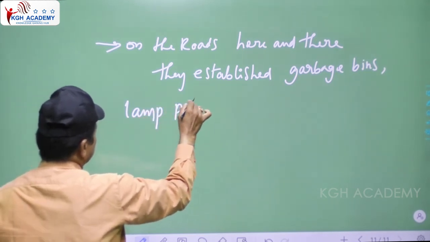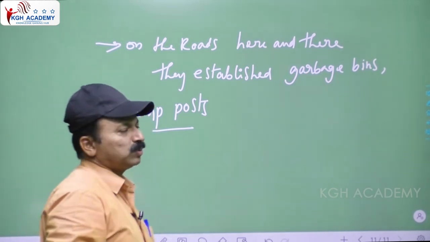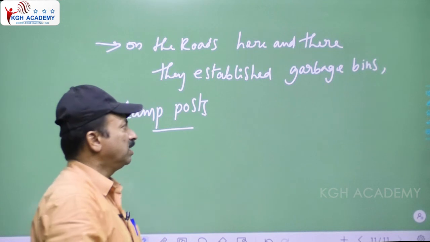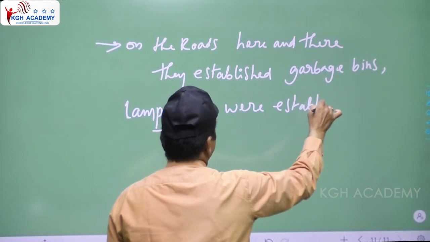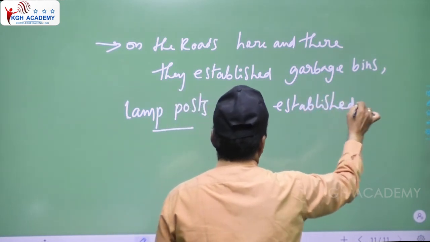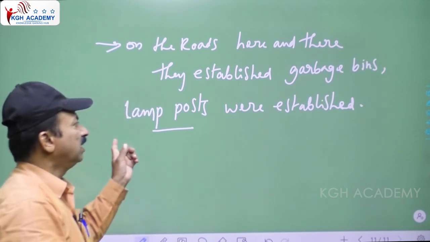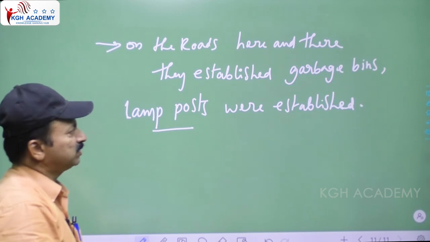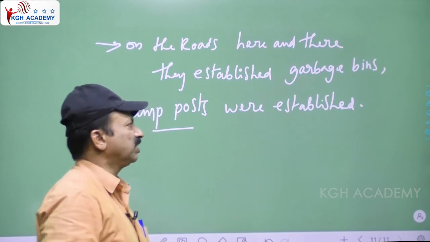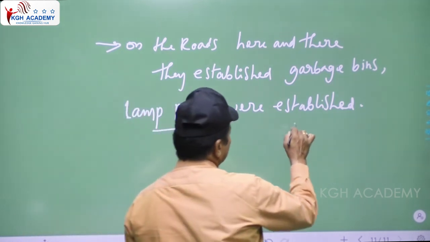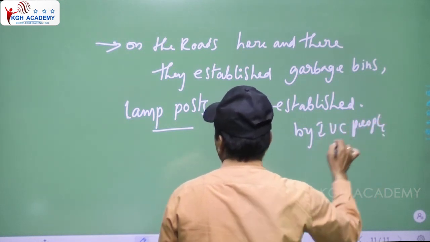That is also one of the points to remember. On the roads, here and there, they established garbage bins and lamp posts, like that it is said. Established by them, by IVC people. That is one of the points.